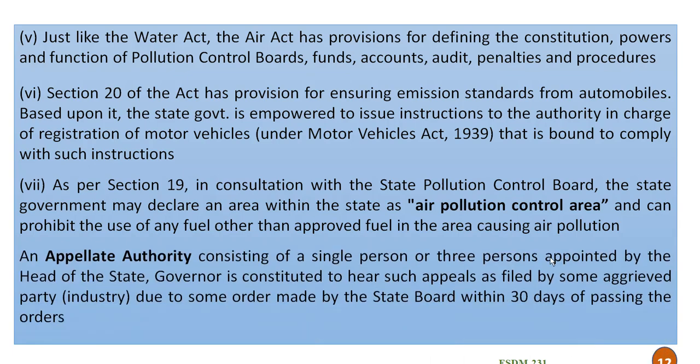And the appellate authority for air pollution control consists of a single person or three persons appointed by the Governor, the head of the state. It is constituted to hear appeals filed by an aggrieved party or industry against an order made by the state board, within 30 days of the order being passed. So the appellate authority is defined by this law, in case of any dispute.